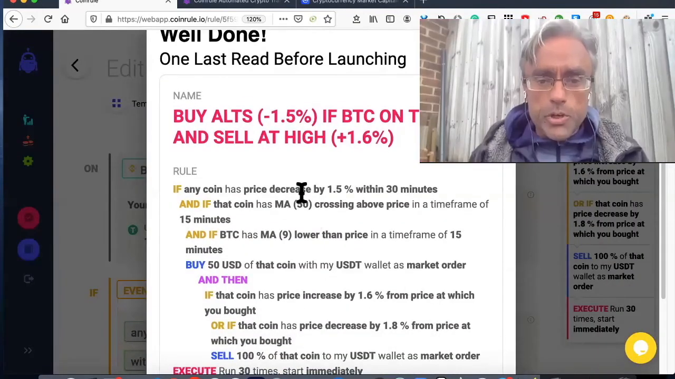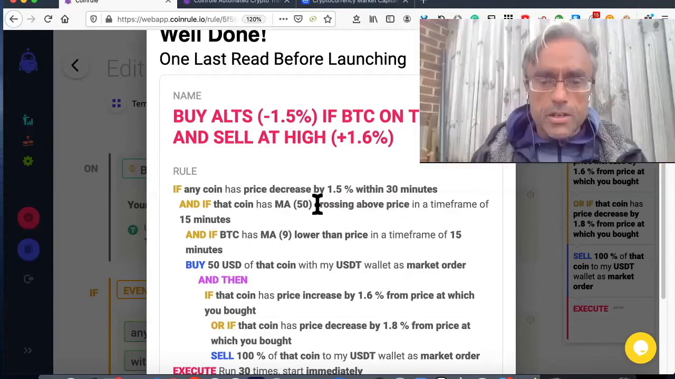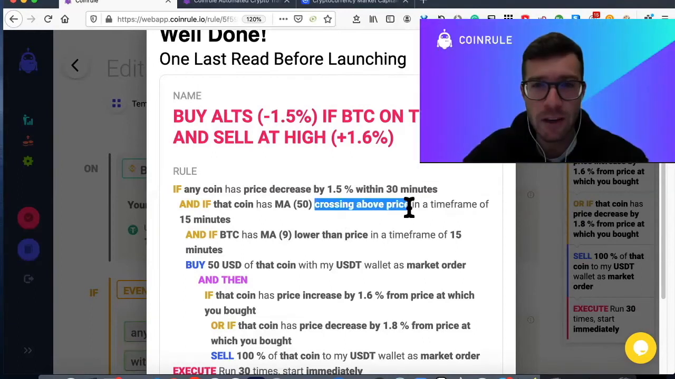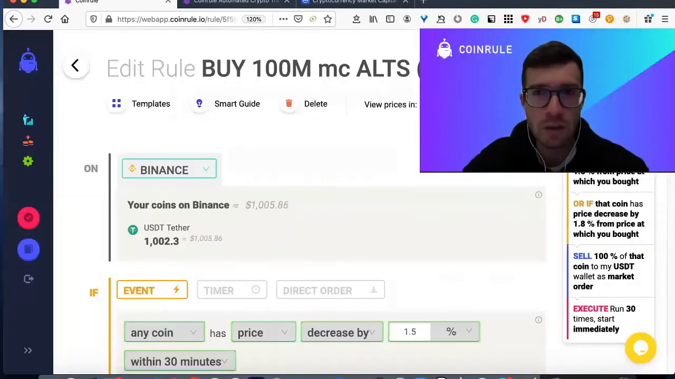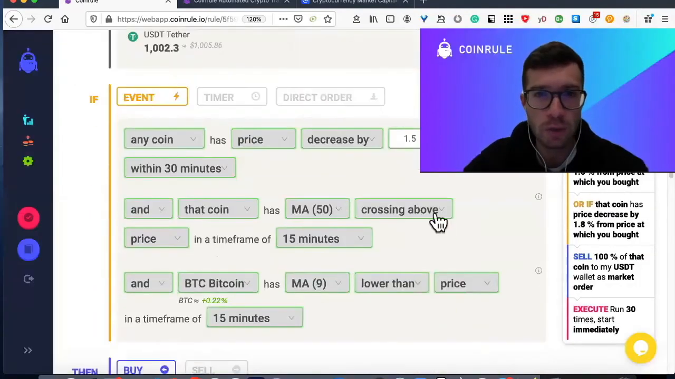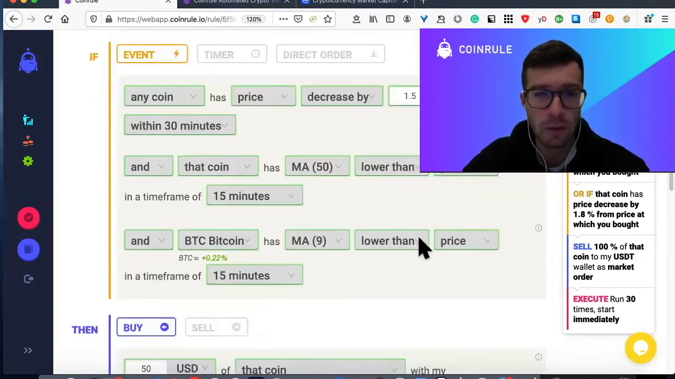If any coin has a price decrease by 1.5% within 30 minutes, and if that coin has MA50 crossing above price in a time frame of 15 minutes. This is not, sorry, crossing above. You see the importance of checking. Yeah, that's why this recap is very, very useful. You see how easily things pop up. So let's close this, and let's just switch the drop down instead of crossing below, lower than. Perfect. Yeah, that's fine now.